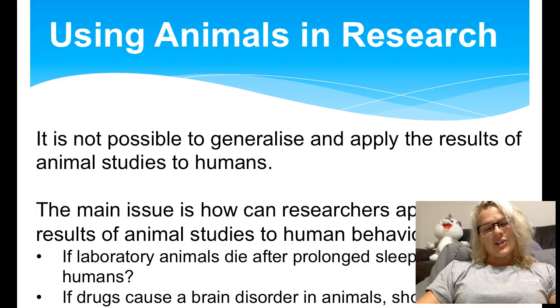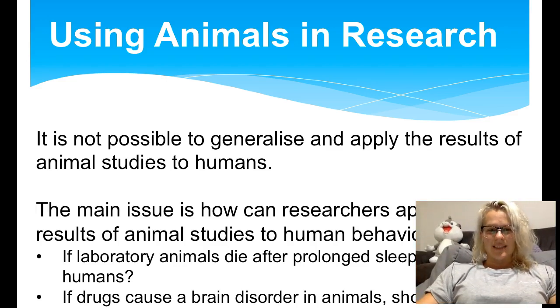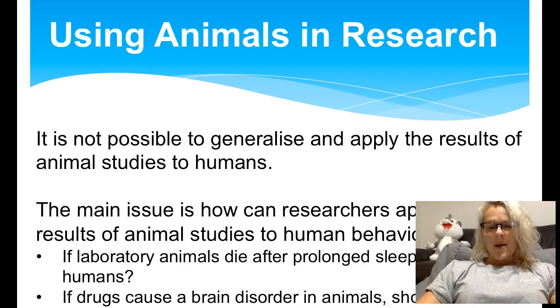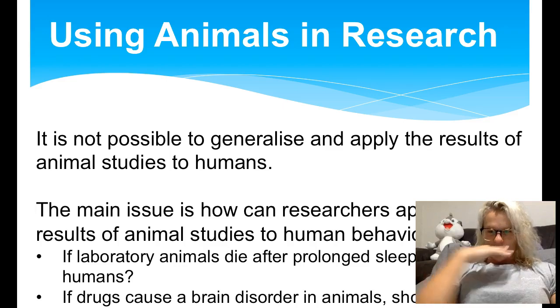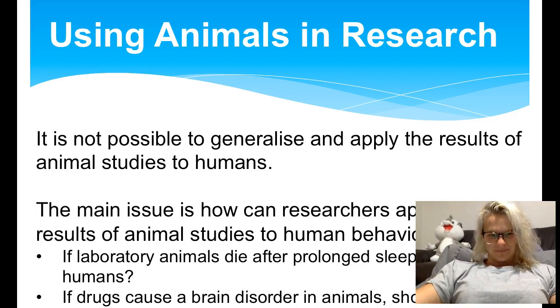However, it's not possible to generalize and apply the results of animal studies to humans. We can't actually do that because if laboratory animals die after prolonged sleep loss, is it guaranteed that we're going to? We have bigger brains, we have more energy, it's going to take more or less time. So we can't actually generalize that.